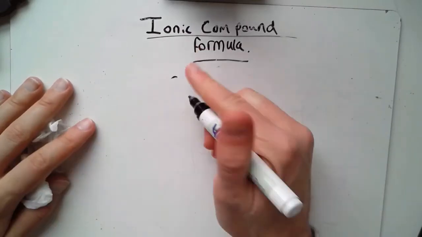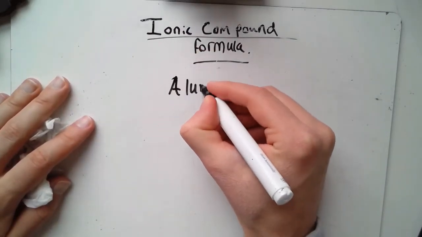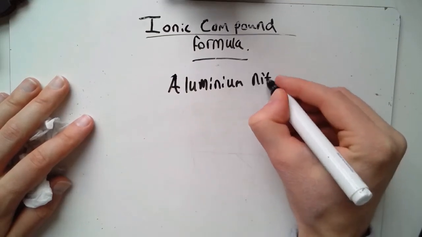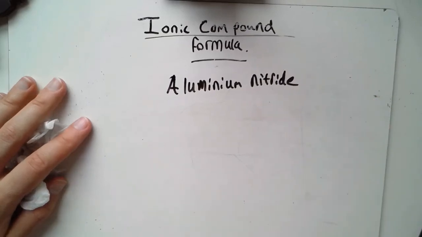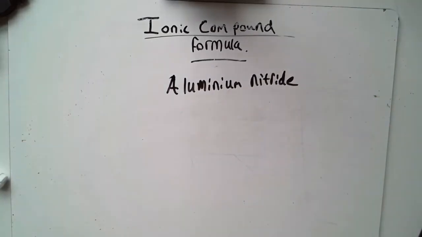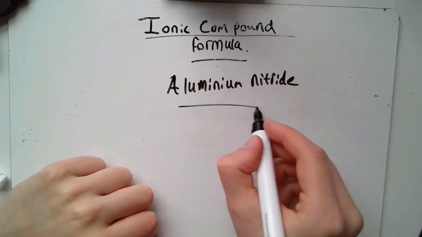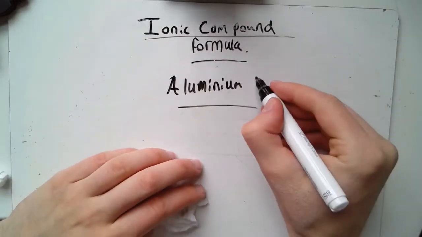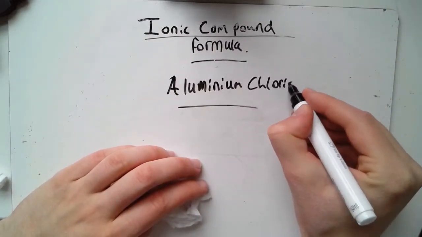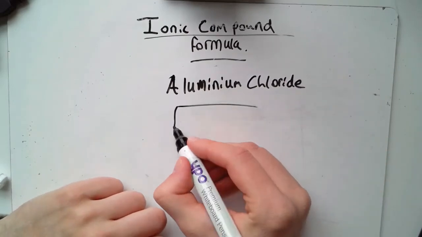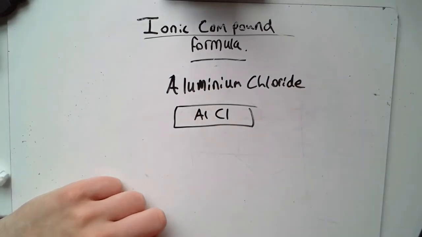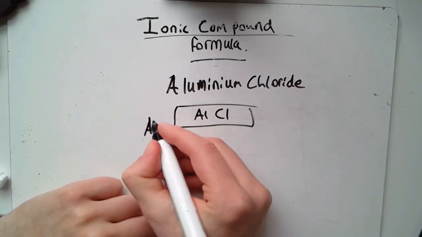Right, now let's do one last one. Aluminium nitride. In fact, no, let's not do aluminium nitride, do aluminium chloride. So we'll do aluminium chloride. Write Al, Cl, so pause the video up to this point if you haven't already. Do it yourself.